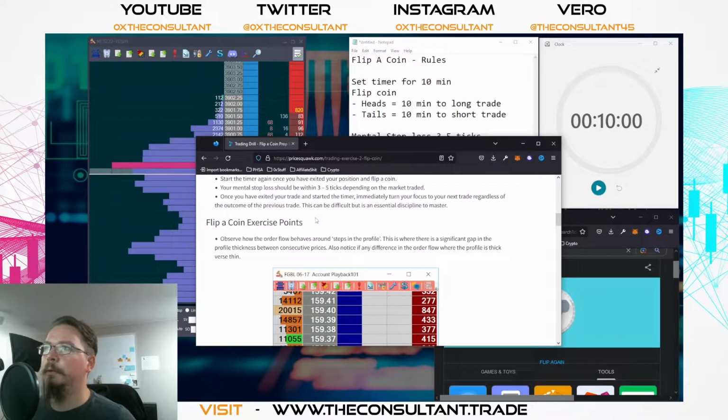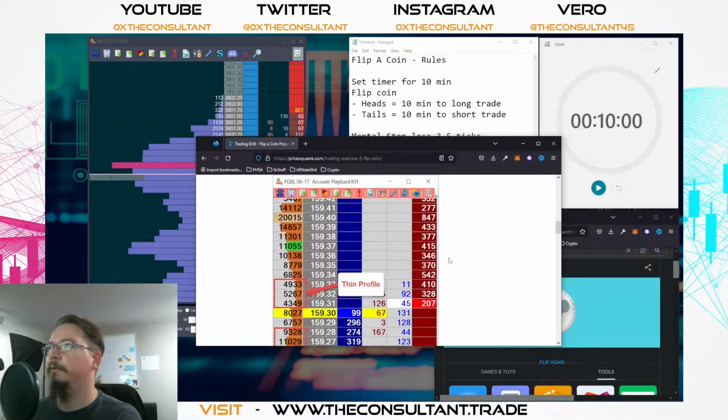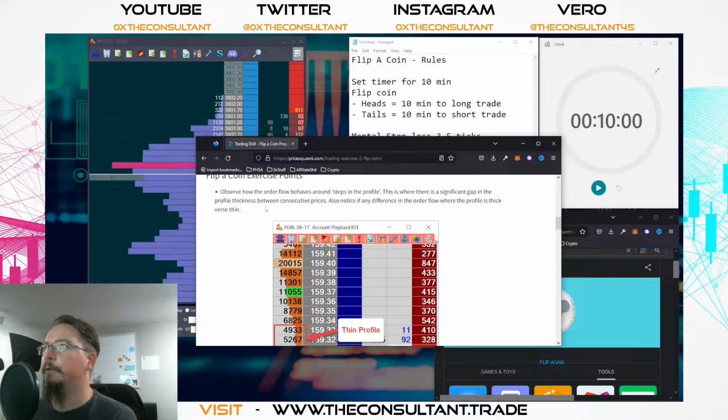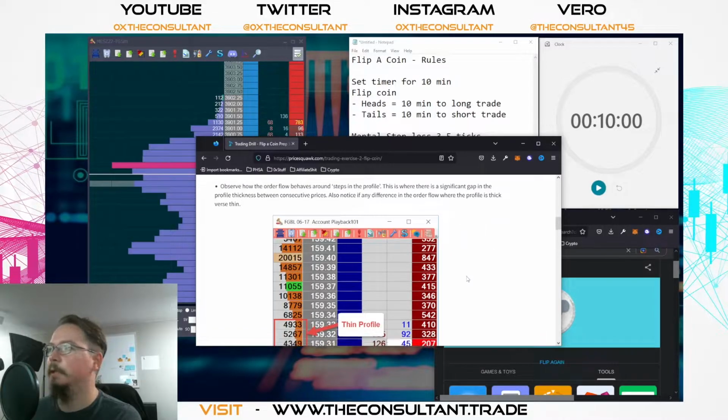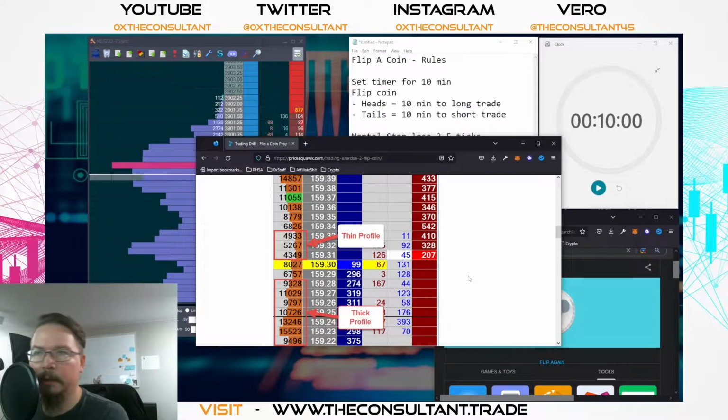All right, so the flip a coin exercise points. This is where the profile starts to come in. So observe how the order flow behaves around steps in the profile. This is a big part of the exercise itself. You're going to be taking note of any significant gaps in profile thickness between consecutive prices. You'll see that here in a second. Also notice if there's any difference in order flow where the profile is thick versus thin. And of course, this is going to depend on what market you're trading.